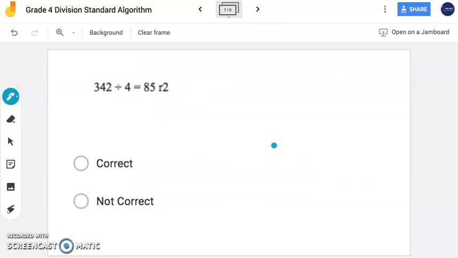Now in this problem here, you have to determine, is it correct or not correct? What I'm going to do here is look to see what I have. 342 divided by 4 equals 85 remainder 2. So this can also be written out just like this: 342 divided by 4 equals 85 remainder 2. Now you could choose to do the long division and see if you get the same answer, but I'm also going to use multiplication here to check to see if this is correct or not correct.